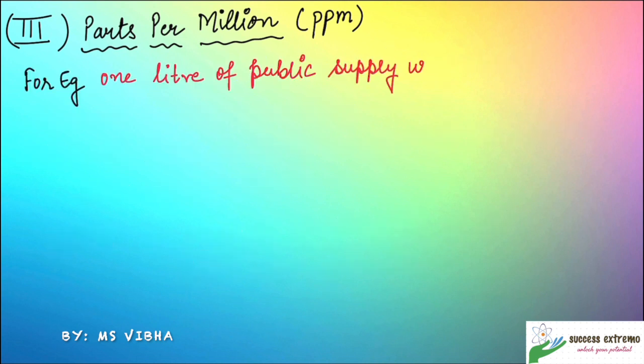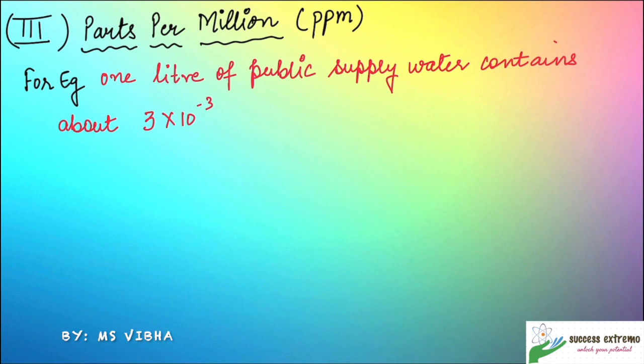As we are focusing that the component or the solute must be present in very little amount in the solution, to explain this part, we have an example of public supply water. We know that public supply water is disinfected by adding a very small amount of chlorine. So, taking an example that 1 liter of public supply water contains about 3 into 10 raised to power minus 3 grams of chlorine. To express or to understand the concentration of this type of solution, we can take mass percentage of the chlorine or we can take ppm of the chlorine. The better way to express the concentration will be ppm.